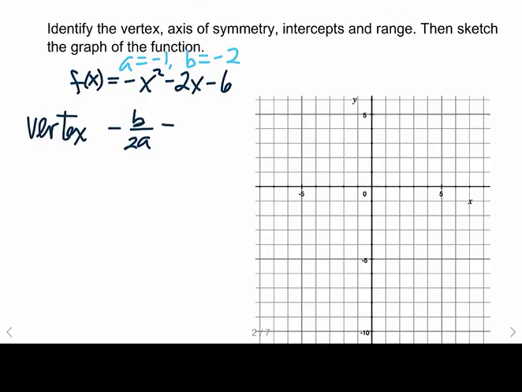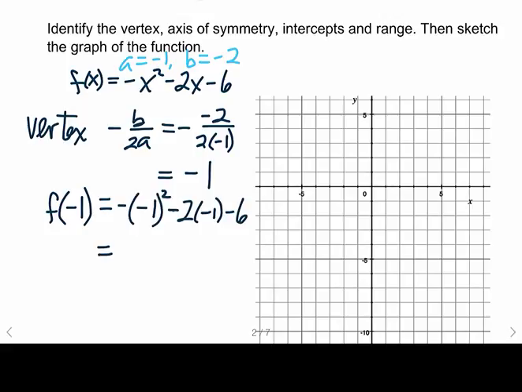When I put those into the negative b over 2a expression, it's the negative of negative 2 over 2 times negative 1, just substituting for those values of a and b. Simplifying will give us that this answer turns out to be negative 1. That's the x value of the vertex. What I now need is the y value of the vertex, which is going to be achieved by evaluating the function at negative 1, which I'm sure you can verify is equal to negative 5. Hence, the vertex is at negative 1, negative 5.